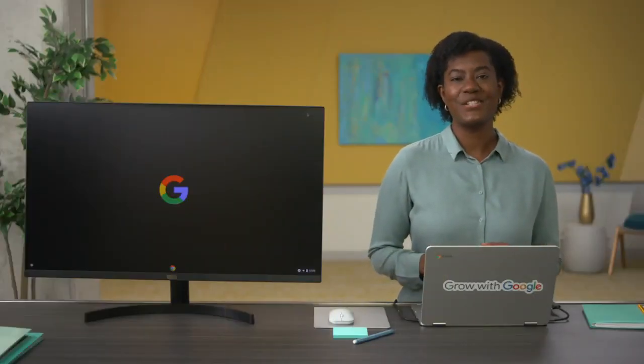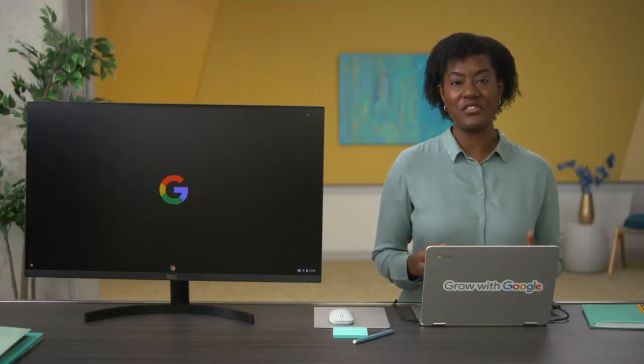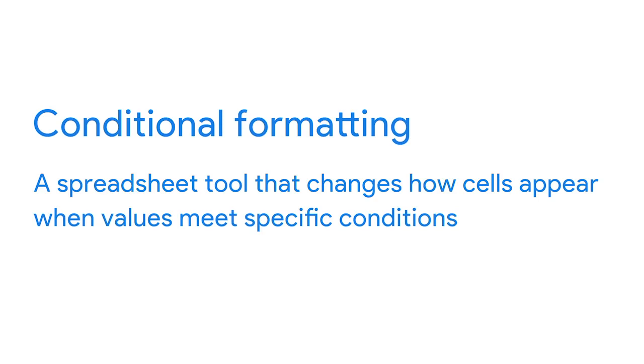Hi again. So earlier we talked about conditional formatting as a spreadsheet tool that changes how cells appear when values meet specific conditions. This lets you add visual cues to your spreadsheets that make it easier to understand your table at a glance, and it makes the information in the worksheet clearer to your stakeholders.